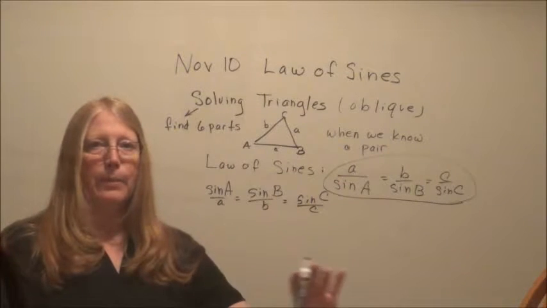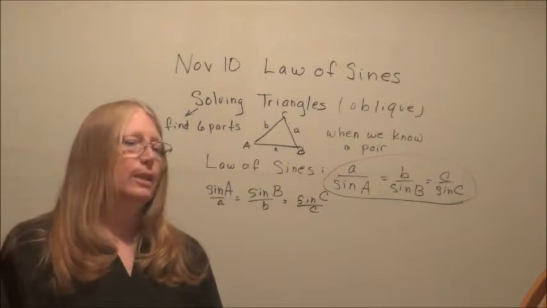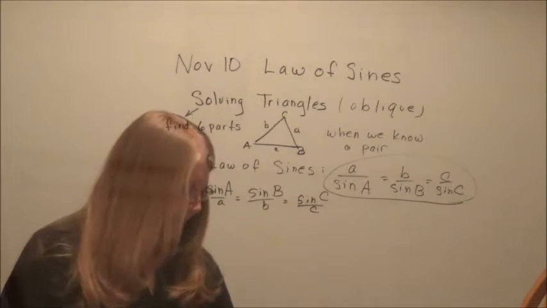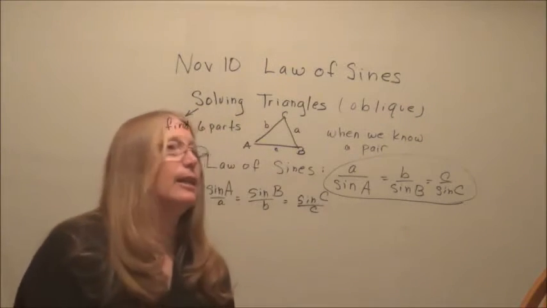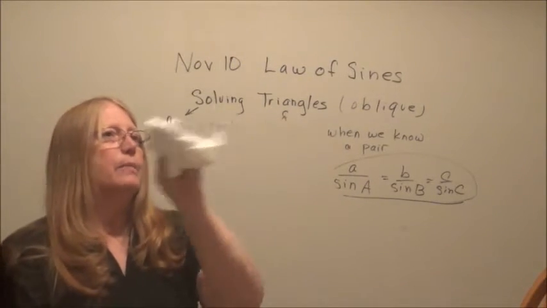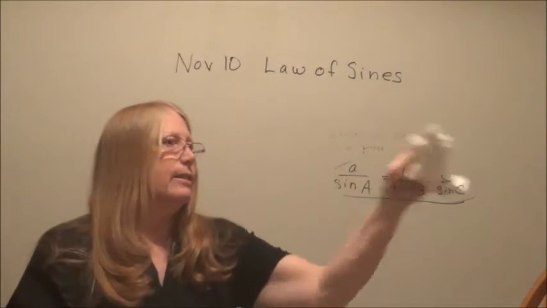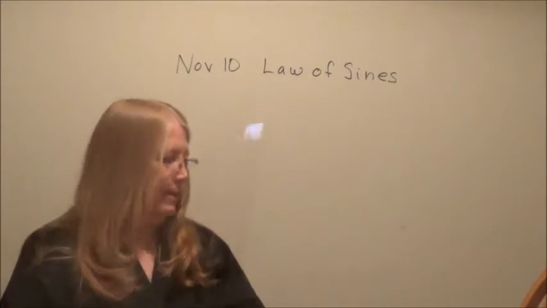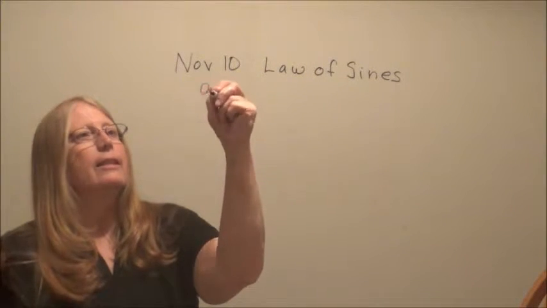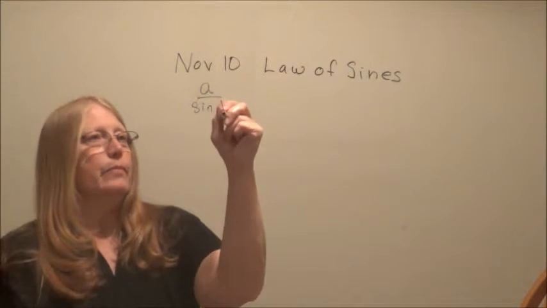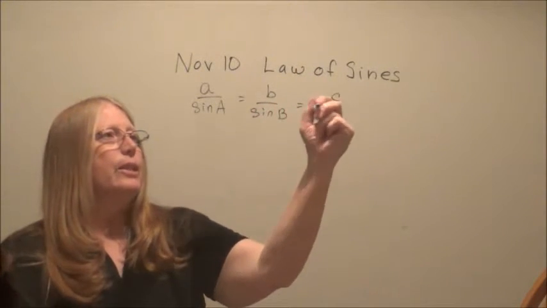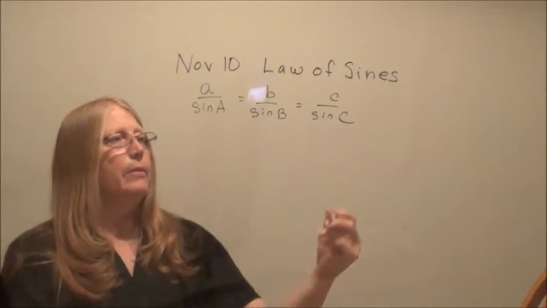So let's do an example. I don't think I have room in this video to do the whole example, so let me erase part of it. I'll rewrite the law of sines and get rid of the rest of this. I'm going to use my version. The law of sines says little a over sine A equals little b over sine B equals little c over sine C.